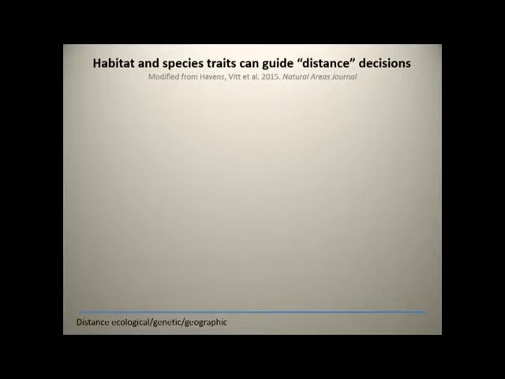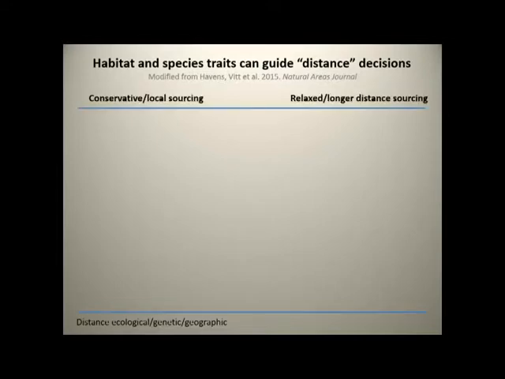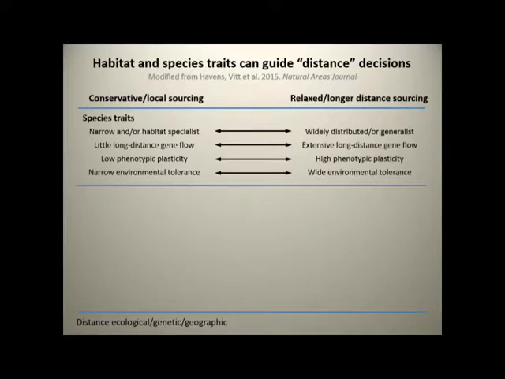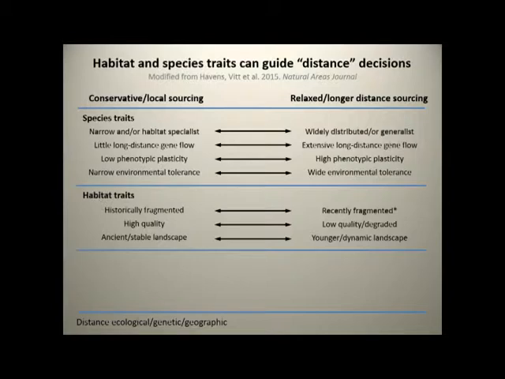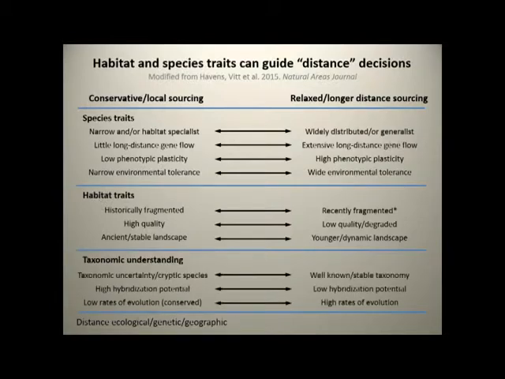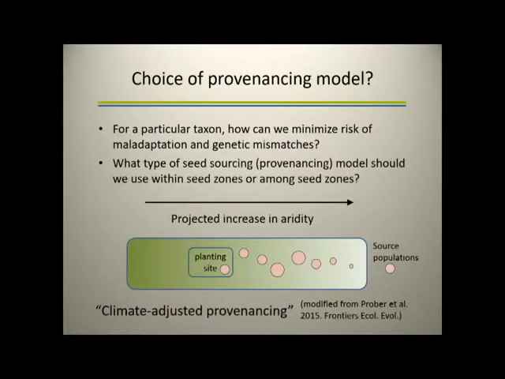We can look at distance guides that were produced by some folks from the Chicago Botanic Garden, where they talk about when you can relax your conservative local sourcing compared to being more constrained, and what sorts of traits align with a more conservative movement compared to a more relaxed movement. And then there are habitat traits to look at, and taxonomic understanding of the taxa as well. But there are lots of things to consider and to know about the taxa.